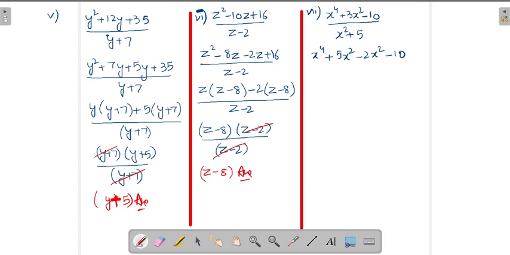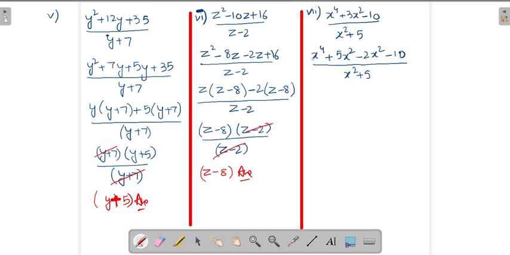Observe here. If you multiply these two together, 5 multiplied by minus 2, you will get minus 10. And x square multiplied by x square, you will get x power 4. So the outer term is minus 10x power 4. The same thing you will get over here after multiplying. And if you solve this, 5x square minus 2x square will come as 3x square. Same procedure. And the denominator is x square plus 5.